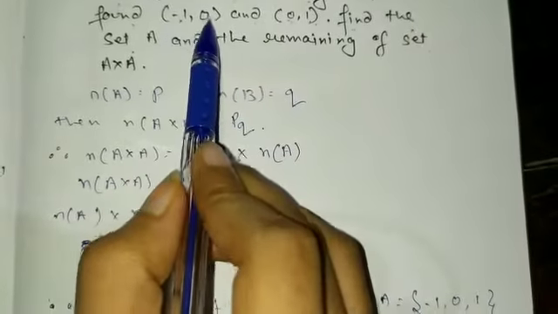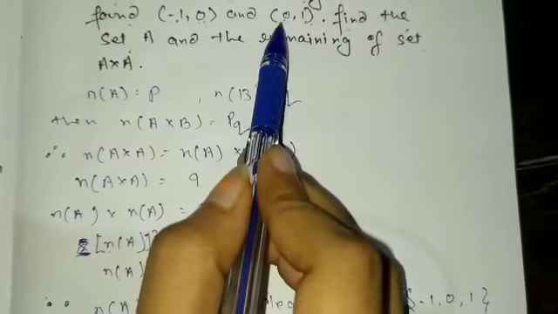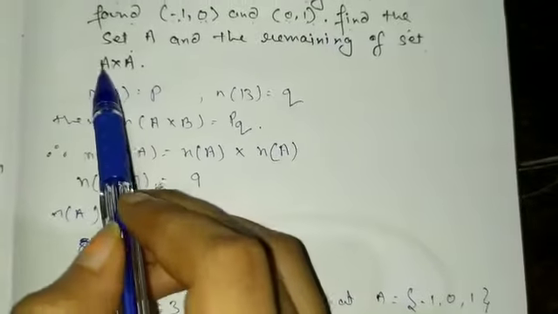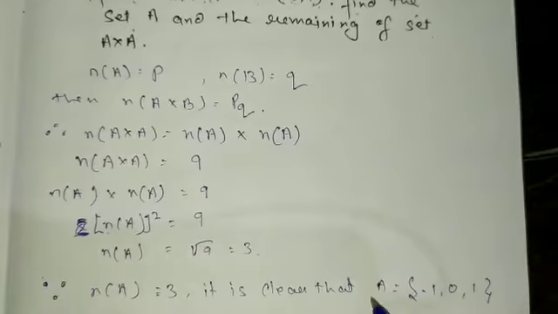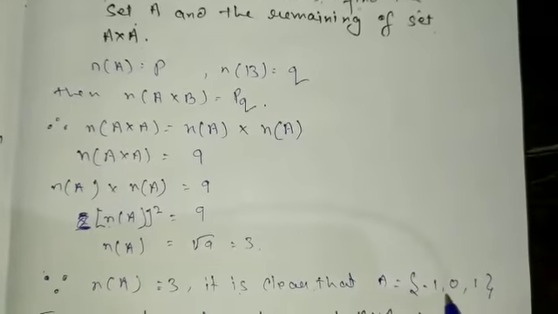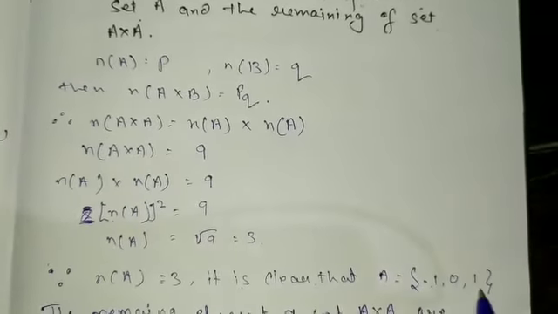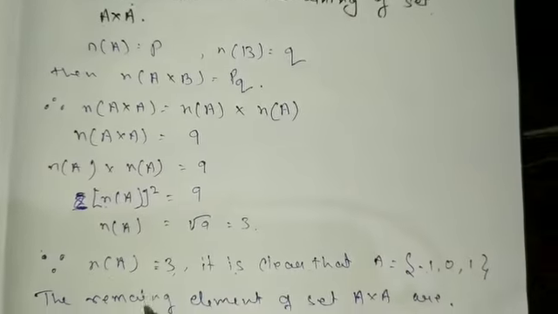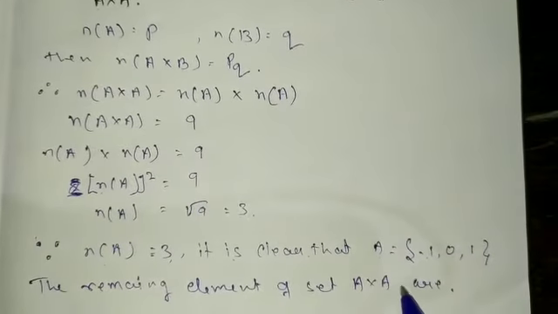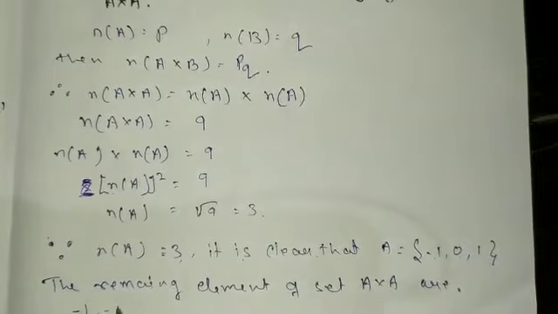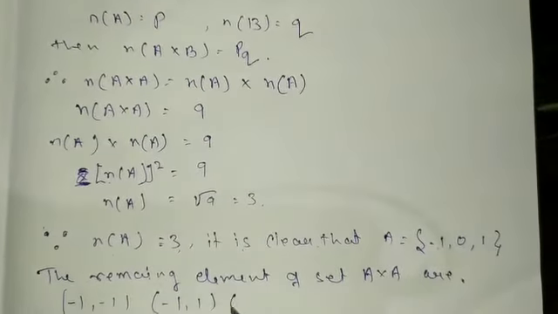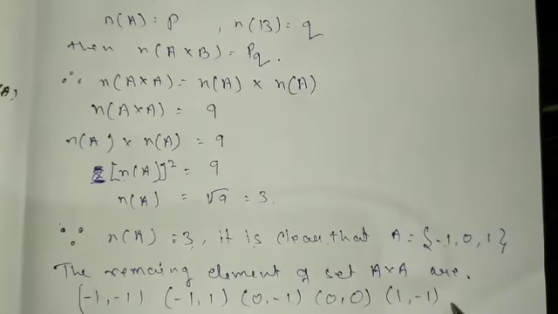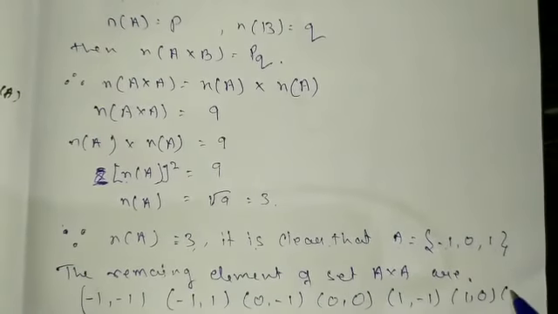And it is given that (-1, 0) and (0, 1) are 2 of the 9 elements of set A into A. Therefore, it is clear that set A includes elements -1, 0, 1 since the number of elements in set A is equal to 3. Therefore, the remaining elements of set A into A are (-1, -1), (-1, 1), (0, -1), (0, 0), (1, -1), (1, 0), and (1, 1).